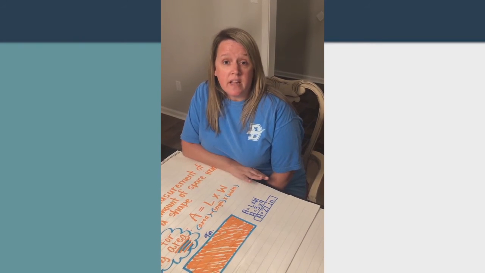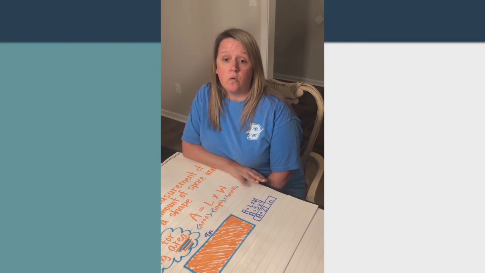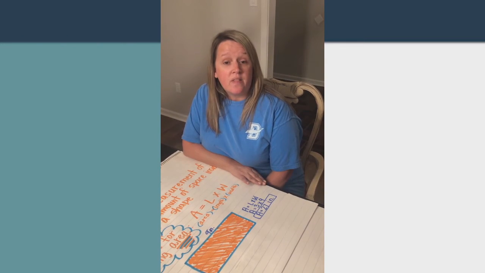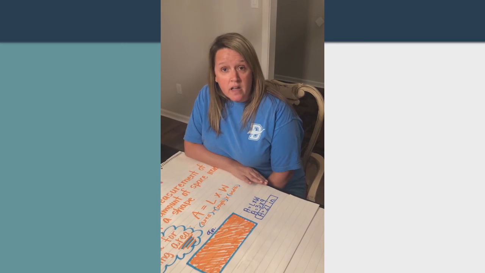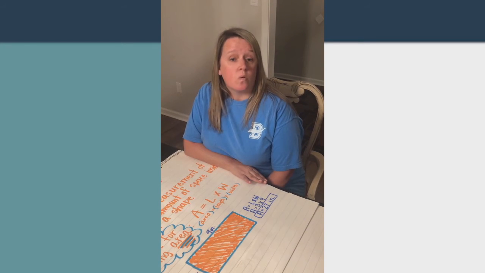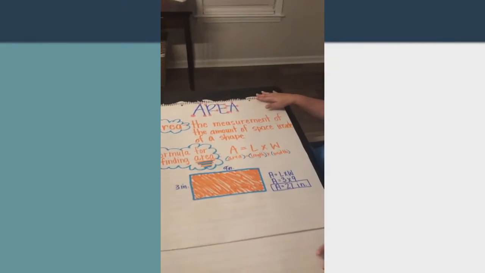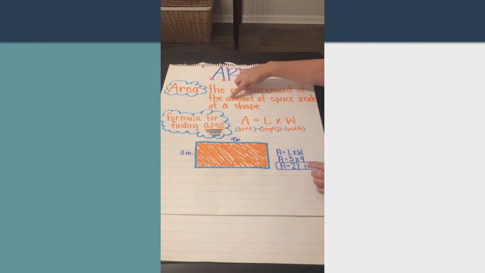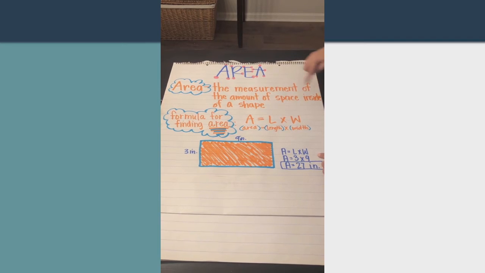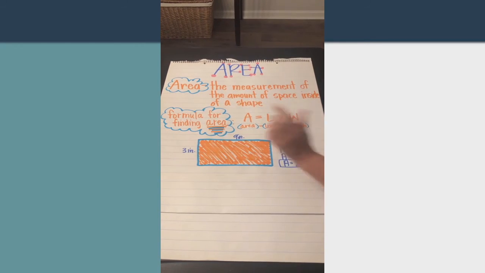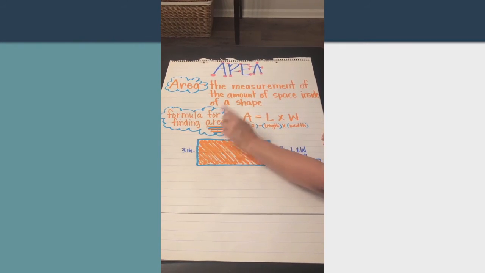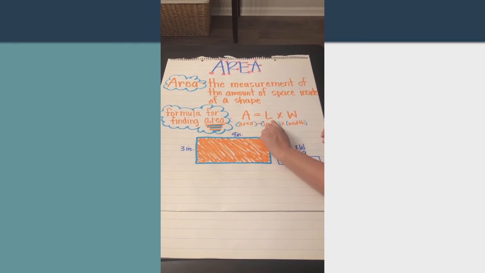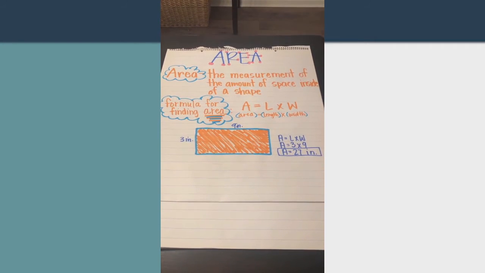So our objective today is we're going to be using real-world word problems that involve finding the area of a given rectangle or square. The definition of area is the measurement of the amount of space inside of a shape. And the formula for finding area is A equals length times width.